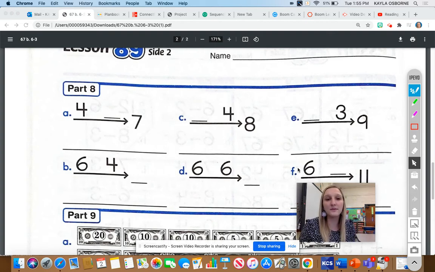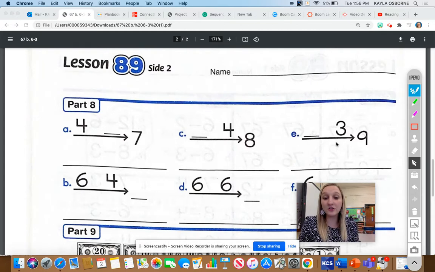You guys are going to be working on the workbook page from yesterday. So lesson 89, I've given this to your teacher. So at this time, if you don't have it, pause the video, raise your hand and ask your teacher for your lesson 89 workbook page from Miss Osborne. I gave those to your teacher, so they should have them.